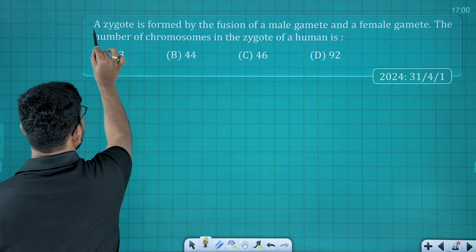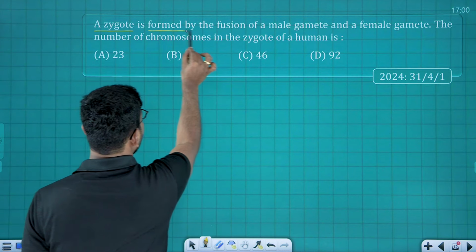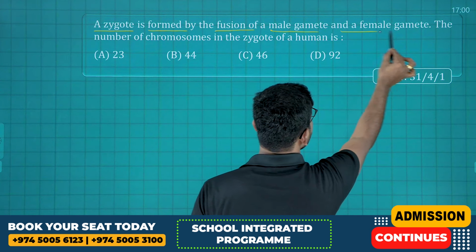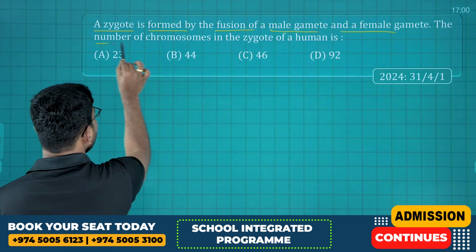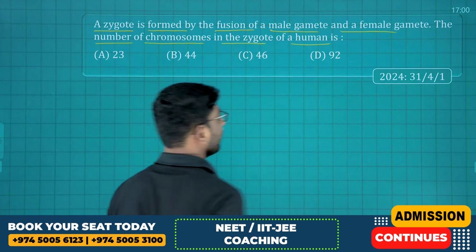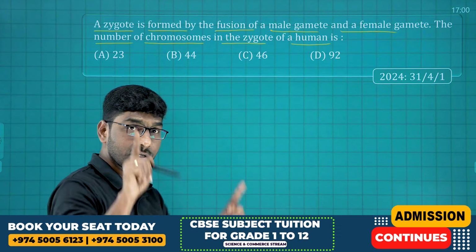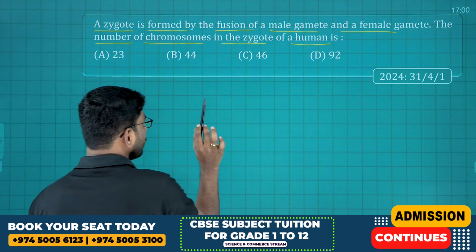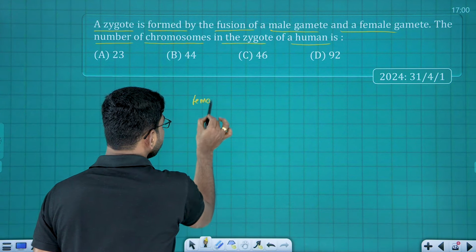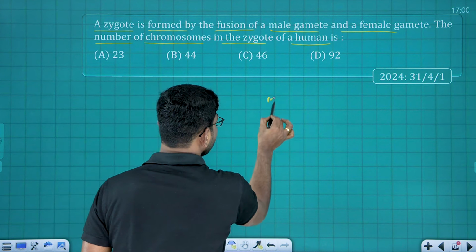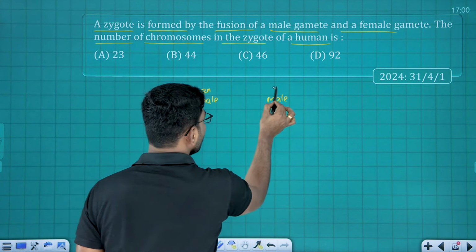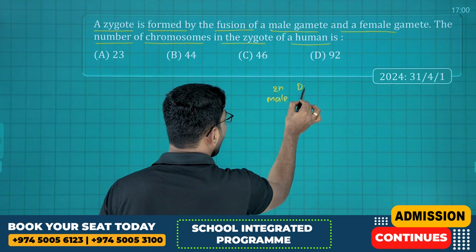A zygote is formed by the fusion of a male gamete and a female gamete. What is the number of chromosomes in the zygote of a human? Carefully listen. I told you just now, if you take a female and a male, we are actually in the form of 2n. 2n is called diploid.